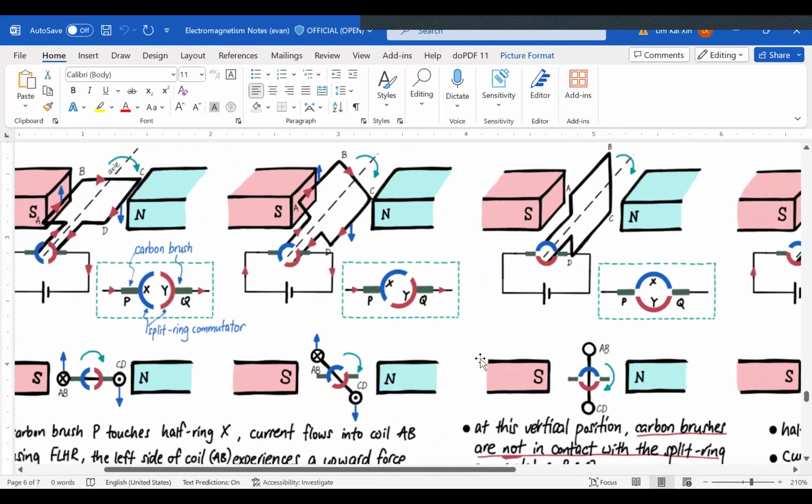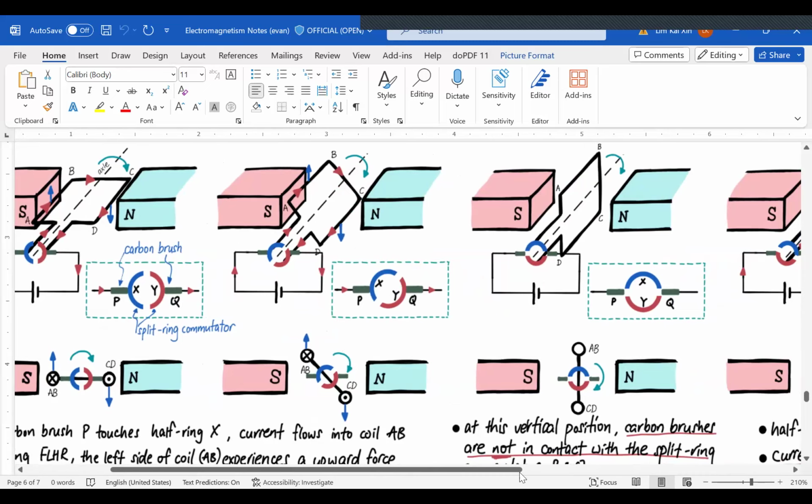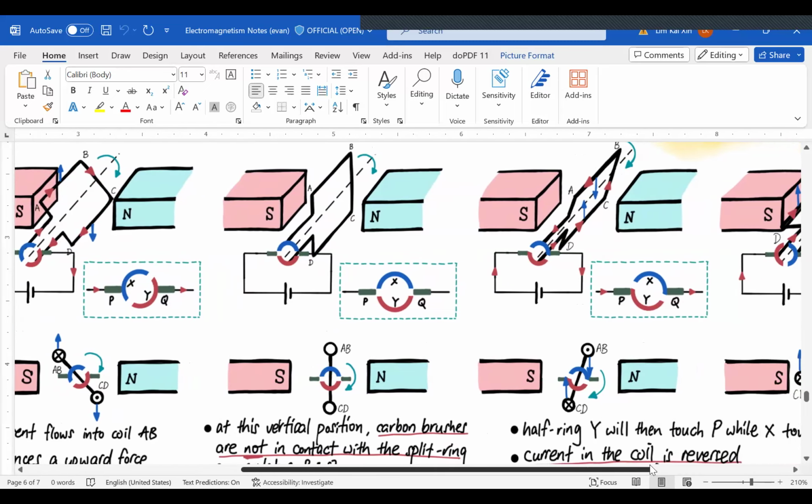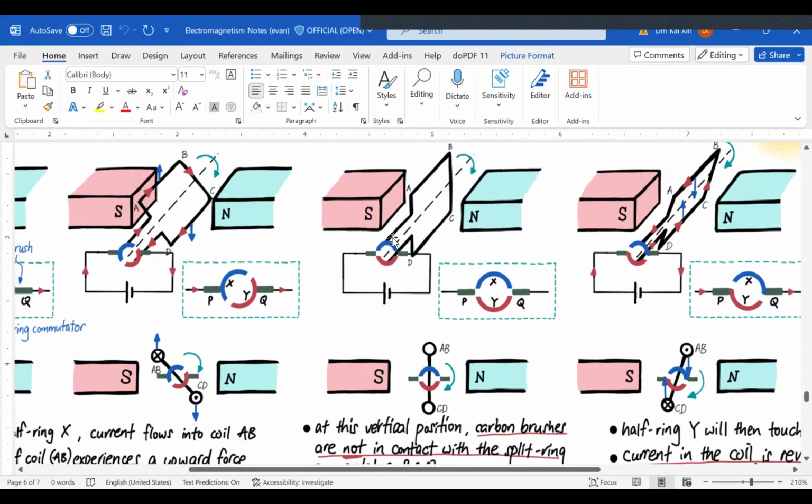Let's move on. It will eventually reach a position when the coil becomes vertical. It's over here. When the coil becomes vertical, AB is at the top, CD is at the bottom. At this particular junction, if you take a look at this split ring commutator, you will realize that the carbon brushes P and Q are actually not in contact with the split ring. That's why it's a split ring. There's a gap in the center. So what do I mean by that?